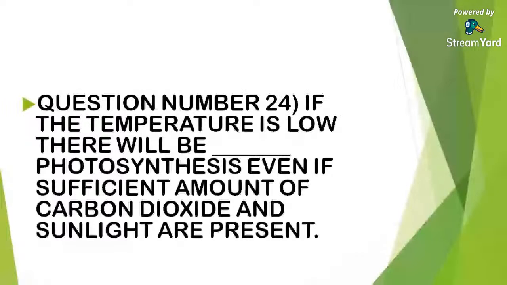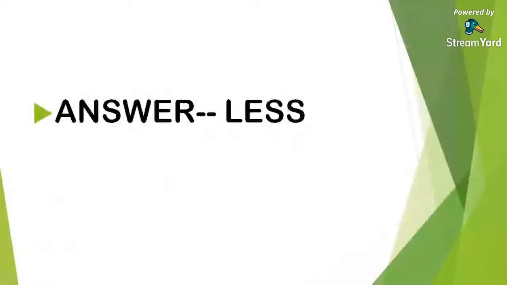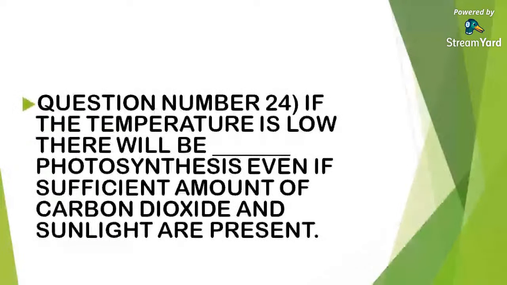So the amount of temperature also affects photosynthesis. Clear? And if the temperature is low, then of course the photosynthesis will be less. So let's check the answer, and the correct answer is less. Very good. Those who have given the correct answer, the correct answer is less. It means if the temperature is low, there will be less photosynthesis even if a sufficient amount of carbon dioxide and sunlight are present.